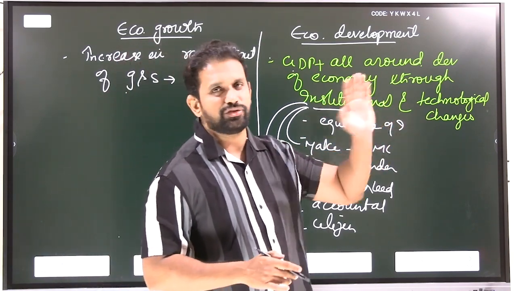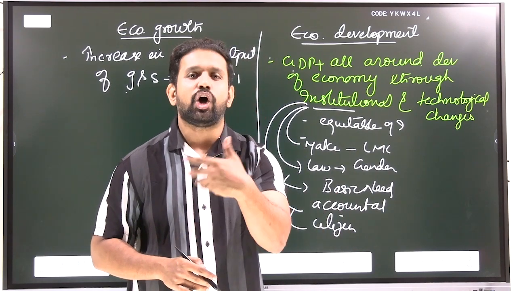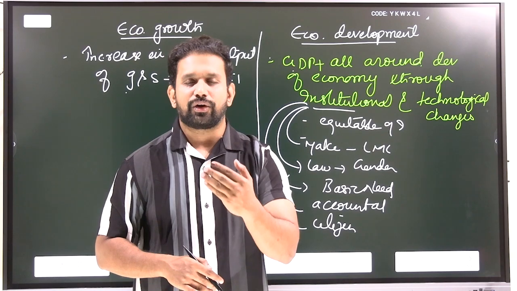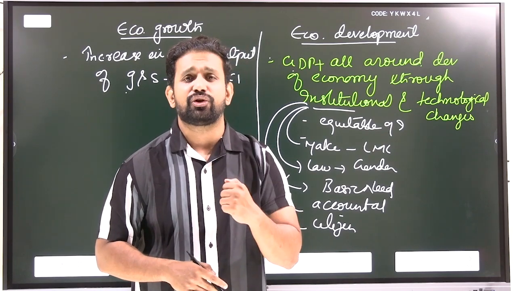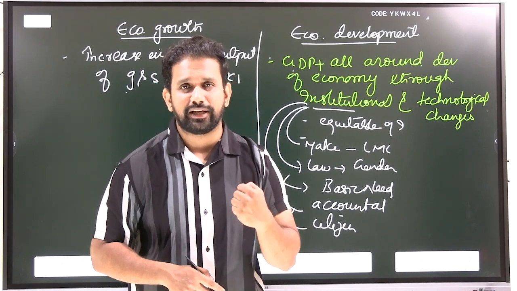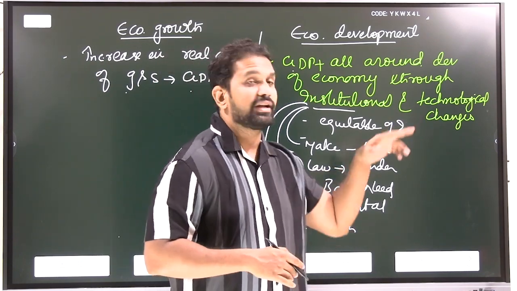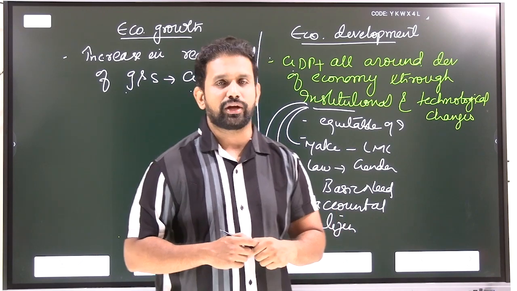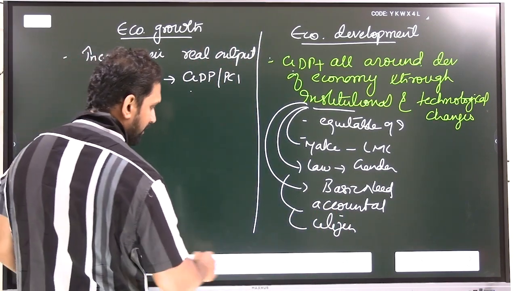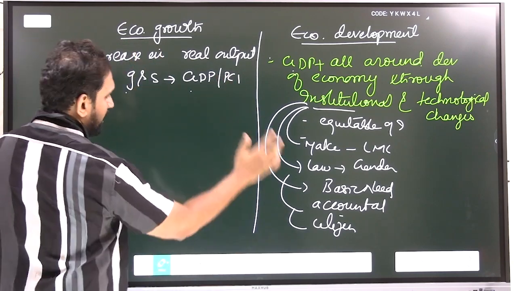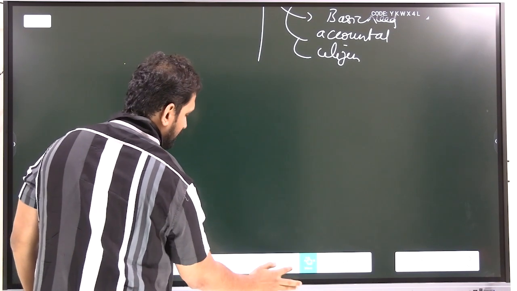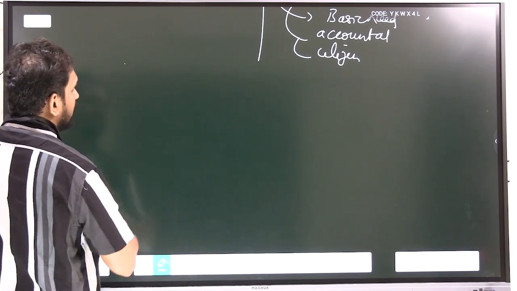And technological changes, you know it very well: productivity, optimum utilization of resources, harnessing of new resources, formalization of economy, mechanization of agriculture and industry. It is called what? Technological changes. Okay, so I guess this is very clear to you. Okay, fine. So economic growth and economic development, one point you have learned. Let us now go ahead with the second important point here.